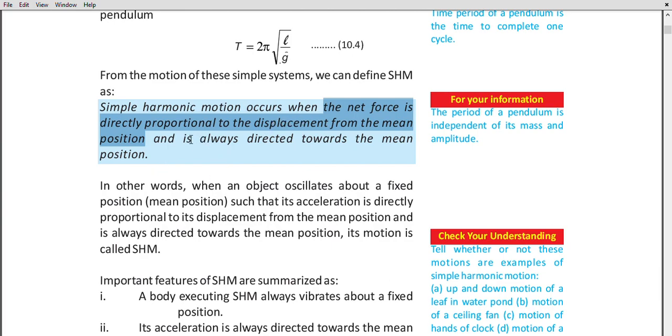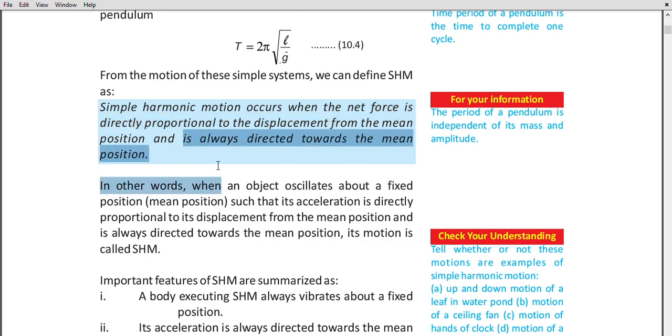And the second condition is that this force is always directed towards the mean position. The direction of the force will be towards the mean position, whether we are discussing a simple pendulum, or ball and bowl system, or mass spring system. These are the three main examples given in your book.